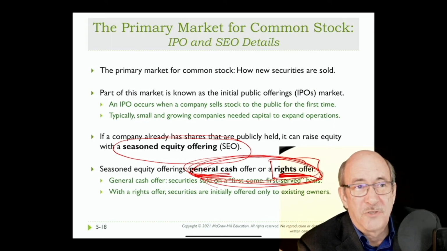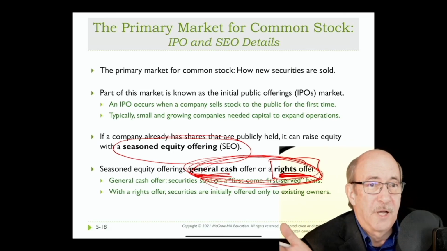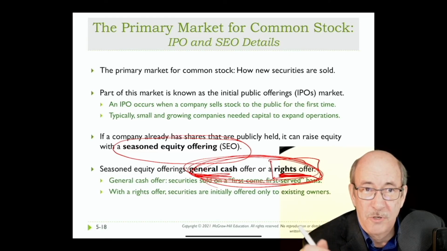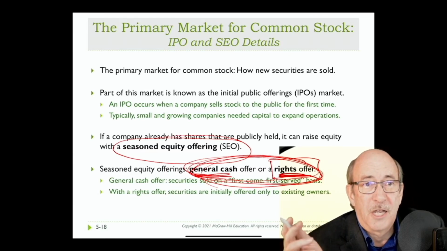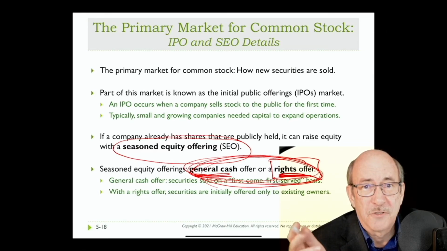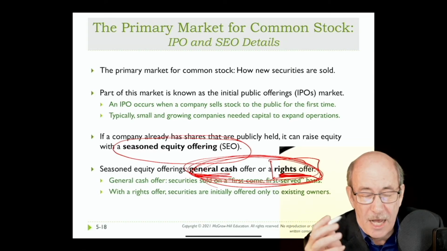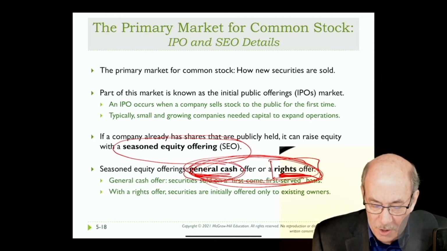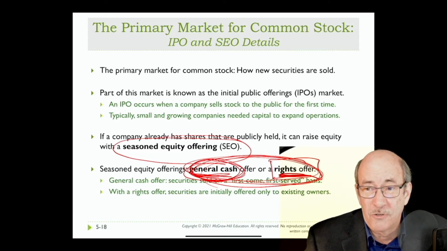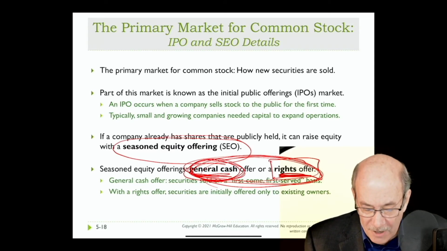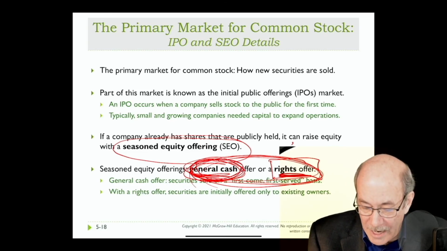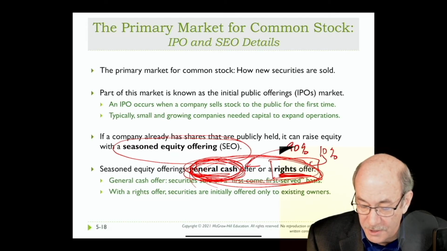The reason for a rights offering is that it's cheaper. It allows the current investors to maintain percent ownership quite easily if they want to, and percent control, voting rights control. The interesting thing, though, is that in the U.S. market, just like when we talked about negotiated versus competitive offers, the vast majority of SEOs are general cash offers to the public. It's about 90% general cash, and 10% or so are rights offerings.